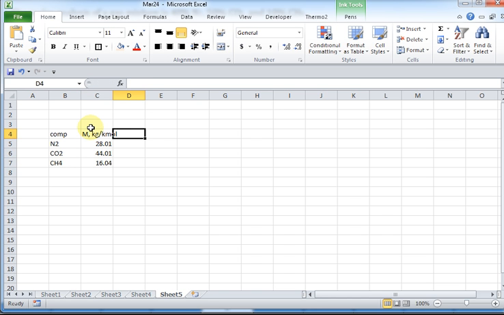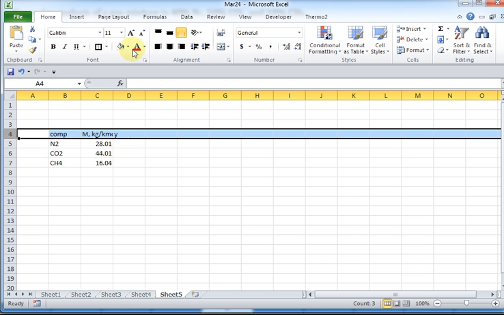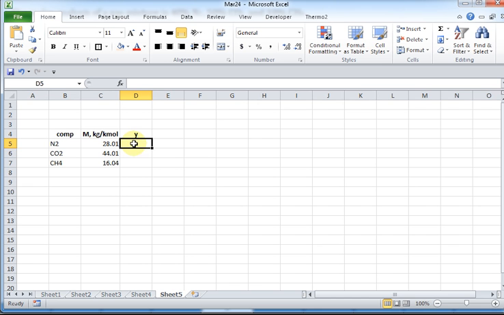Now, in this problem, they gave us the mole fractions on a mole basis. Let me clean up this table a little bit. Make it centered, make it bold, maybe increase the width there. There we go. So it's 40% nitrogen, and it's 50% of carbon dioxide and 10% methane. That's just our mixture.